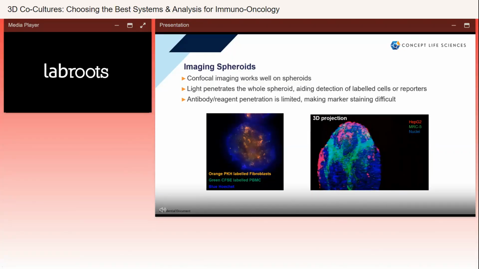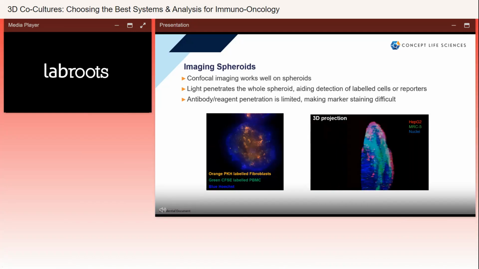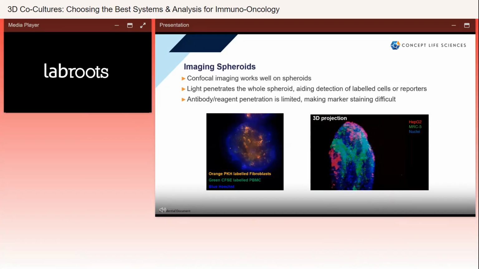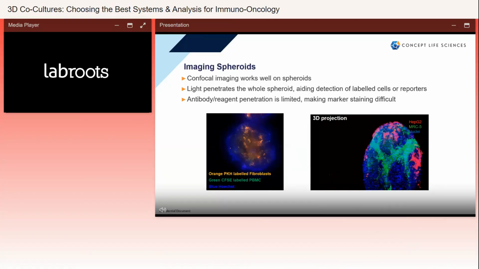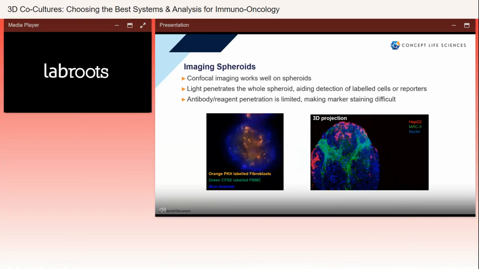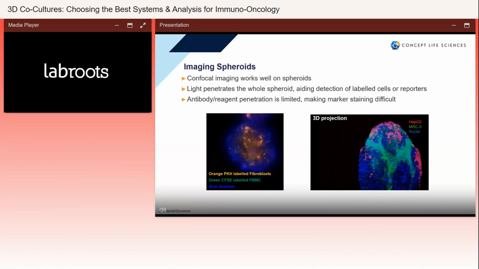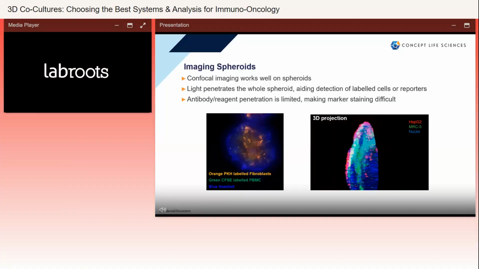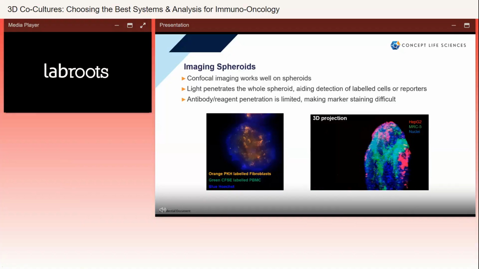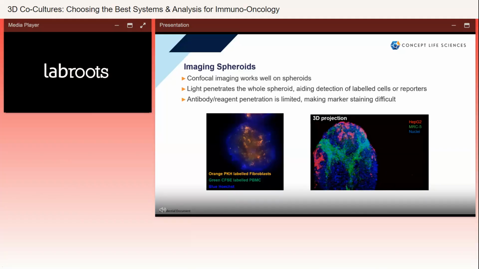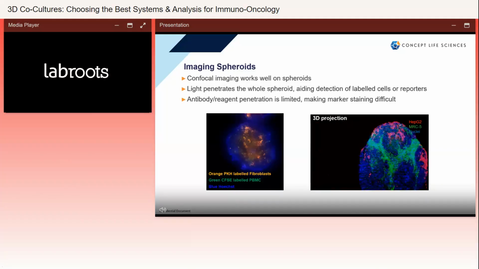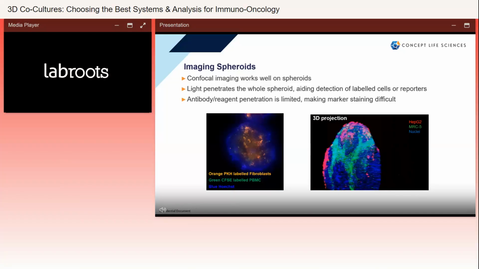So if you use direct labeling, so if you directly label the cells with PKH dyes, CFSE, then we can work out where things are. So the example on the left here, we've labelled up the fibroblasts with PKH dye, and the PBMCs are in green, and you can see a few of those throughout the sphere. So obviously the light can get through.